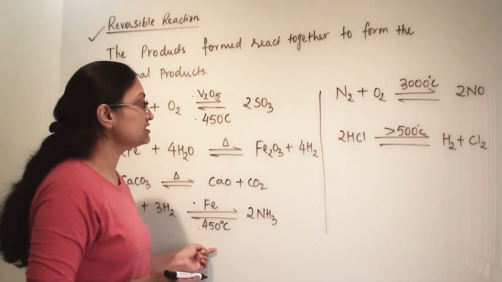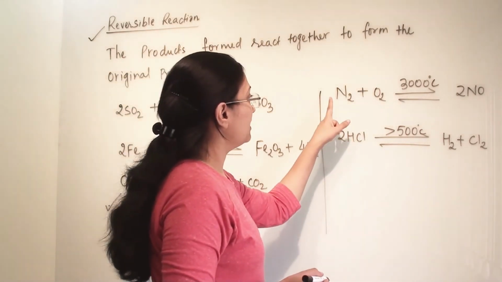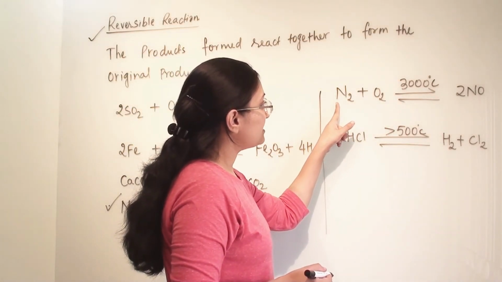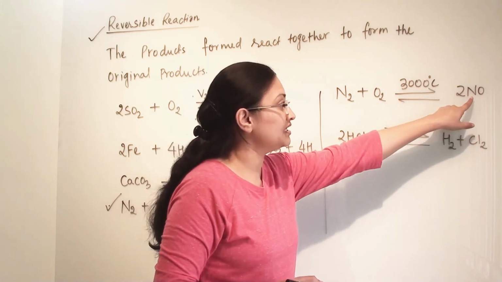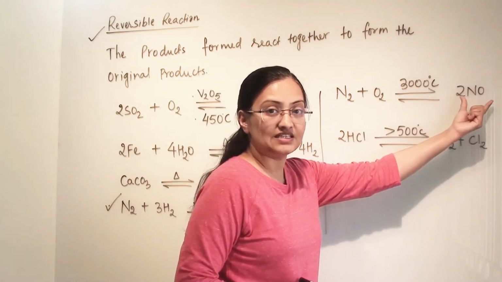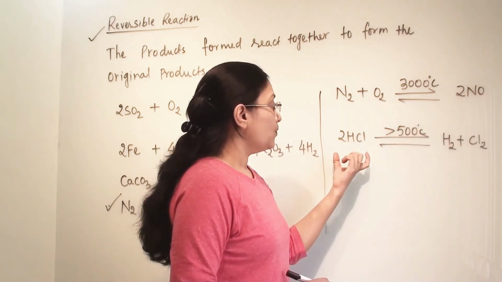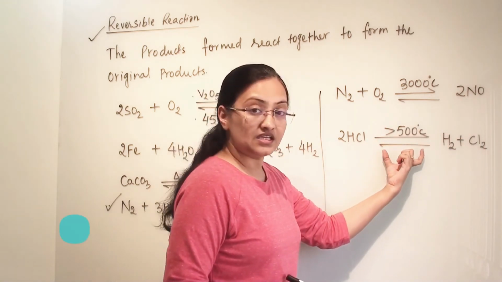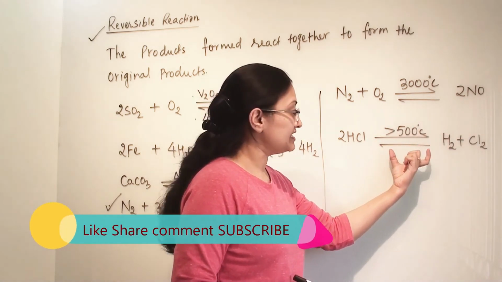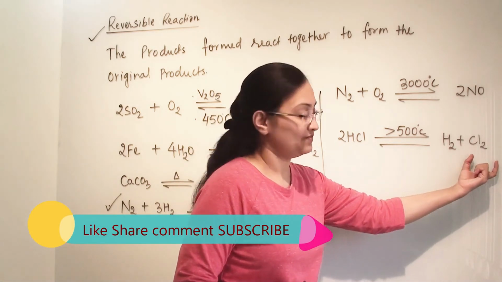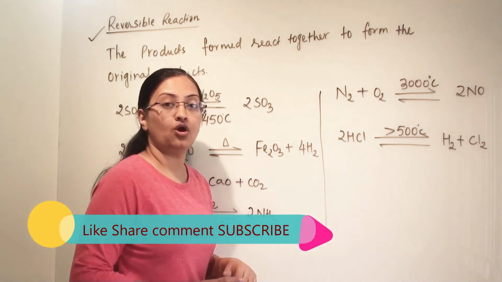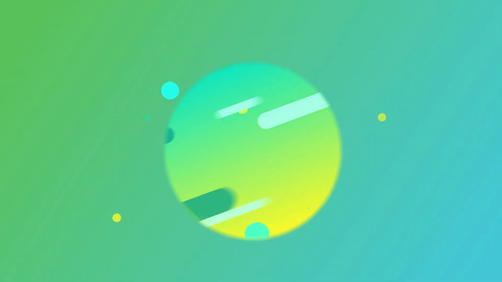This is a reversible reaction. The next reaction is when nitrogen is reacting with oxygen at 3000 degrees Celsius, we will get 2NO, that is nitric oxide. When we are heating HCl at less than 500 degrees Celsius, then we will get hydrogen and chlorine gas. So these are some of the examples of reversible reaction.